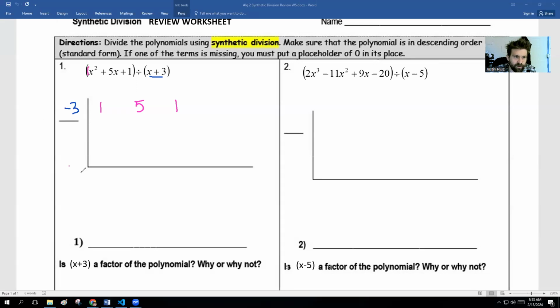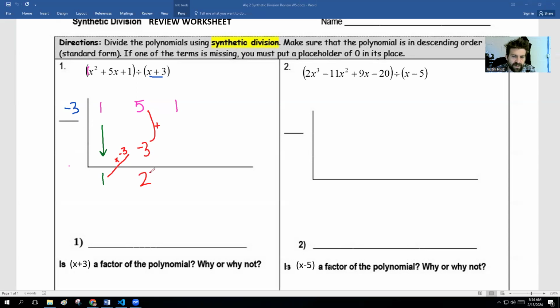So then our work, hold on, I got this in the way. Our math that we have to do goes through the same steps. First step we do is we always drop down the first number. So we're going to drop down our 1. And then we start multiplying and adding. So we're going to take this 1 times the number in the box, which is -3. That'd be -3. And we add it with the 5. 5 plus -3 would be 2.